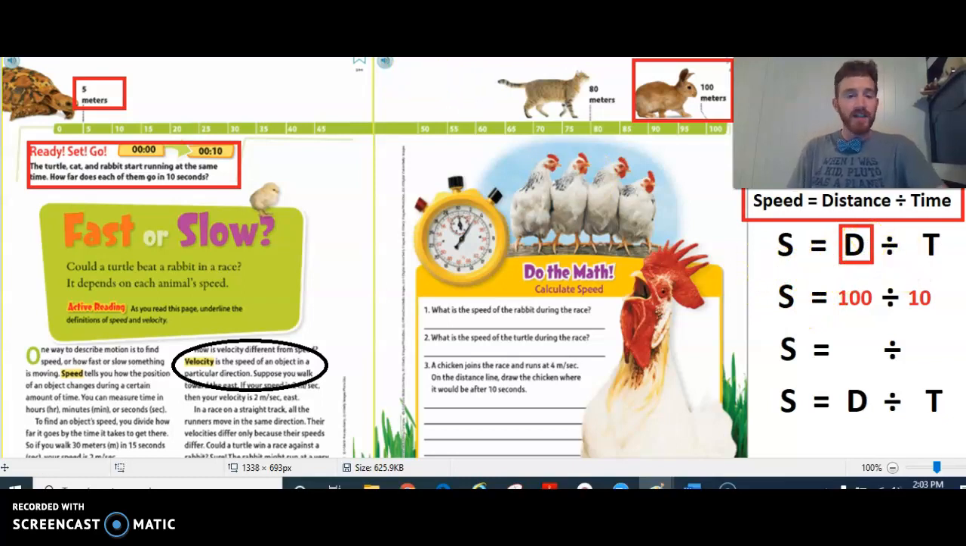So 100 divided by 10 would, of course, be 10, right? So we're going to go ahead and tell our speed is going to be 10. And since we're doing meters in seconds, we're going to say that speed is, fill in here, 10 meters per second. So it's just a basic division problem, okay? 10 meters per second.